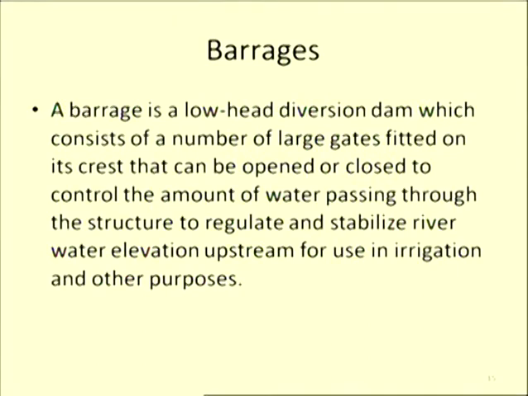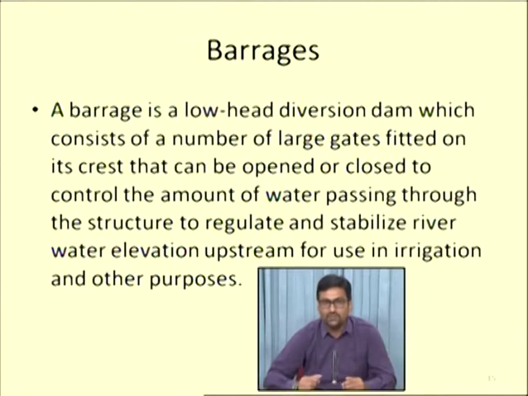Barrages are the second structure we are going to discuss today. We have seen weirs. Weirs were simple structures constructed across any channel, any river, any nala, a small tributary, to measure the flow. Barrages are a little bit complicated structure compared to a weir. Weirs are very simple structures to measure the flow or abstraction. We are just creating a barrier.